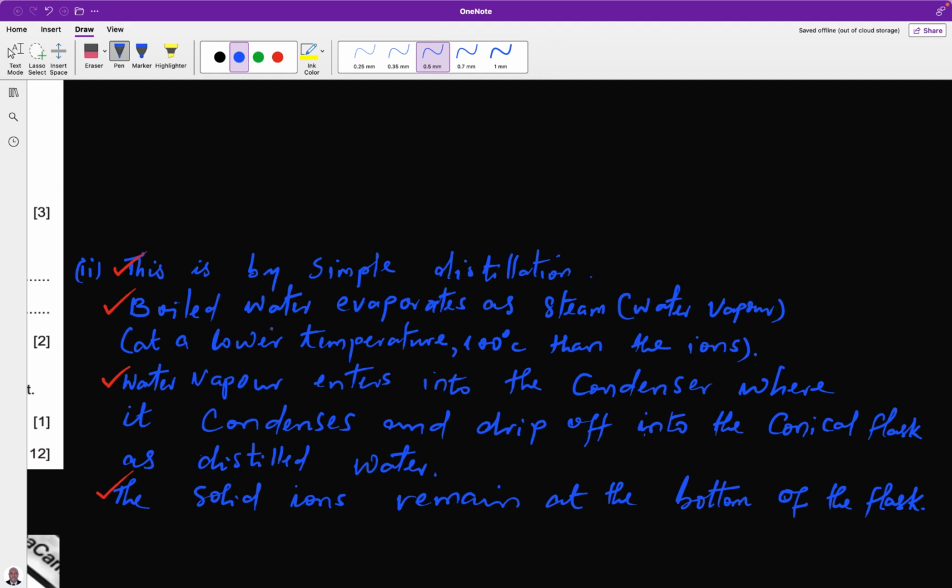Boiled water evaporates as steam or water vapor at a lower temperature, 100 degrees Celsius, than the ions. When it evaporates as steam at a lower temperature than the ions, the water vapor enters the condenser, where it condenses and drips off into the conical flask as distilled water. The solid ions remain at the bottom of the flask. That is what is required of you.